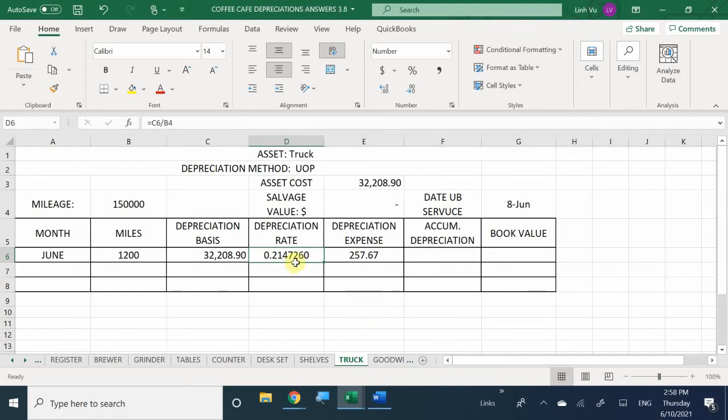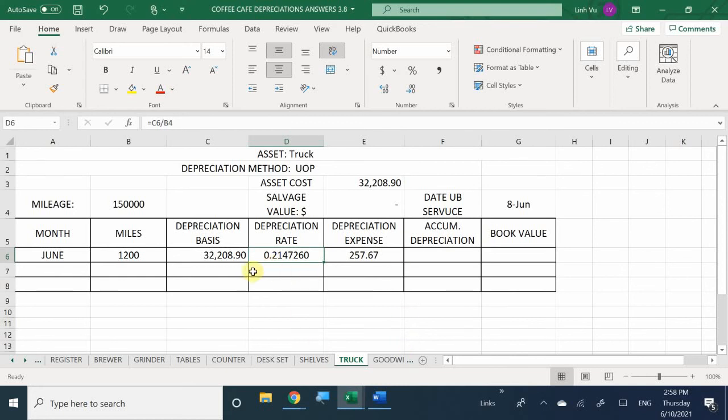All right, so there we have it. That's the depreciation expense I have for the month of June. You took it times 0.2147, correct. Because that's what it's going to cost me per mile that I drive. That's how much it's going to cost me. Why am I coming up with a different amount?